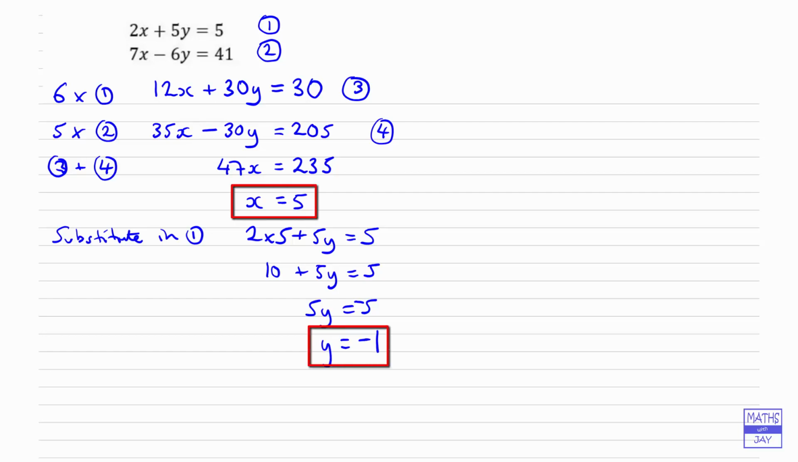And then we check both those solutions in the other equation. So because we've already used equation 1, we use equation 2 here. So checking in equation 2, we've got 7 times 5 minus 6 times minus 1 is equal to 35 plus 6, which is equal to 41. So in other words, that is correct. So we can write down that our solutions are that x is equal to 5 and y is equal to minus 1.